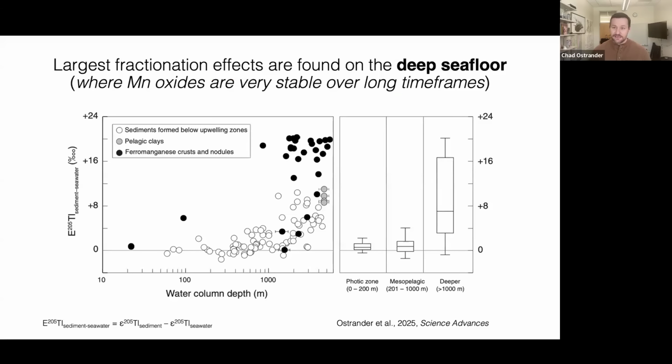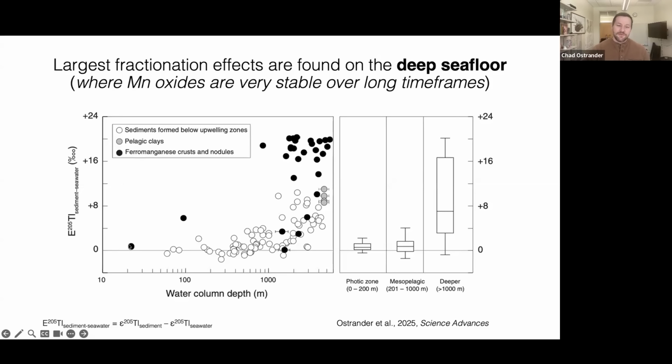The biggest effects that we see for thallium isotopes are on the deep oligotrophic seafloor, where manganese oxides are stable for millions of years in the case of ferromanganese crusts and nodules. So this leads to a pretty neat relationship, I think, for thallium isotopes. Here on the y-axis, you have the isotope ratio difference, or rather the epsilon notation difference between the sediment and the seawater. And so values of 0 are, these sediments have the same isotope composition as seawater. As the values get more positive, the sediments are more strongly fractionated because of manganese oxides.